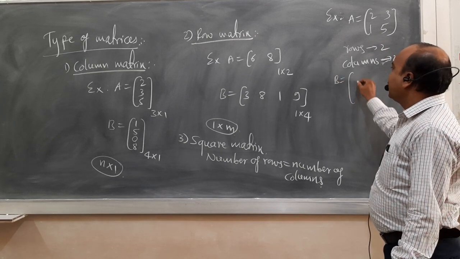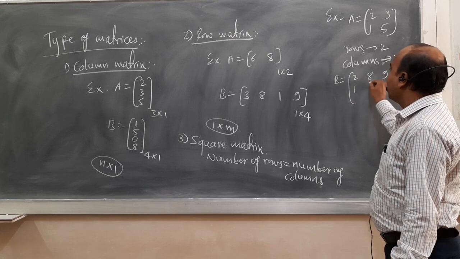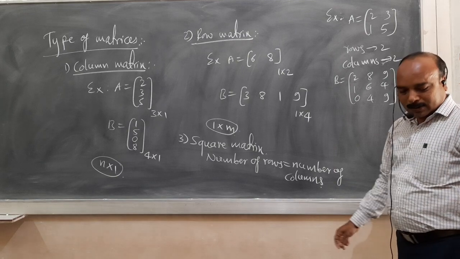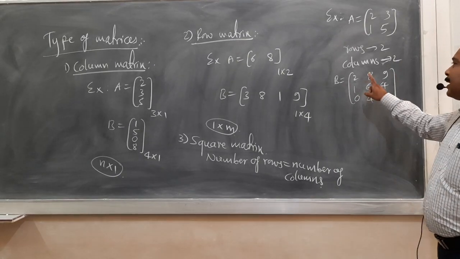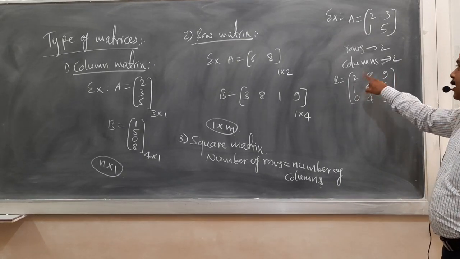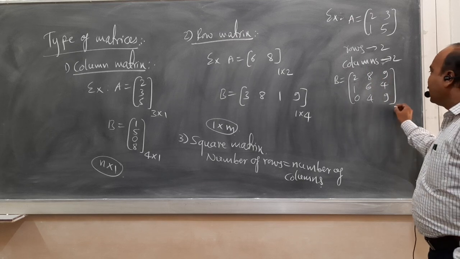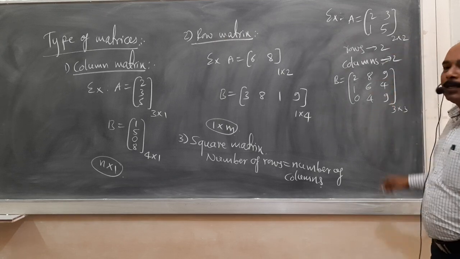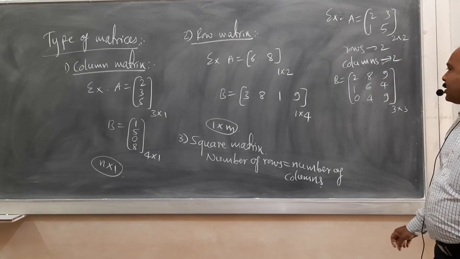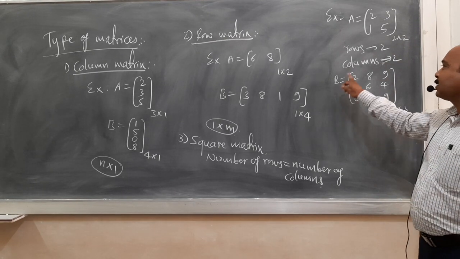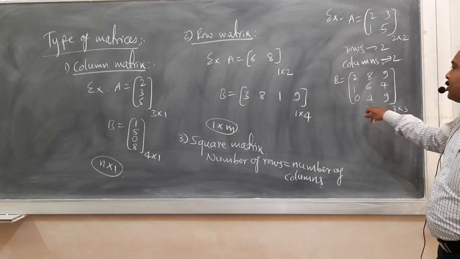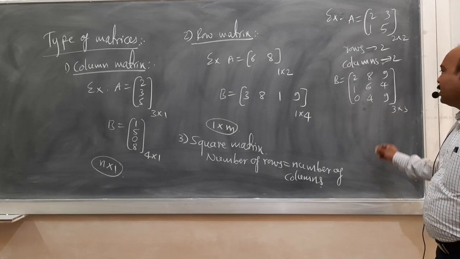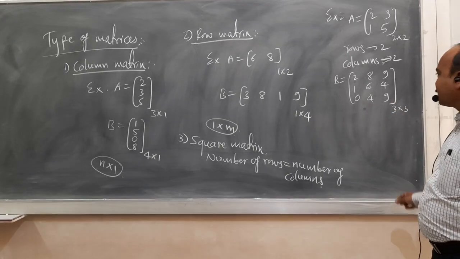Another example, B equals 2, 8, 9, 1, 6, 4, 0, 4, 9. It is also a square matrix because it has a total of 3 rows and 3 columns. The order of this is 3 by 3, and the order of the previous one is 2 by 2. If it is a square matrix, we can say that the order of matrix B is 3 by 3, or B is a matrix of order 3.